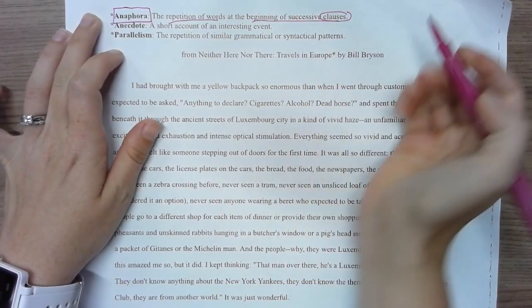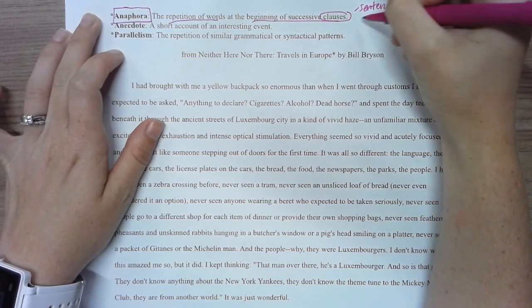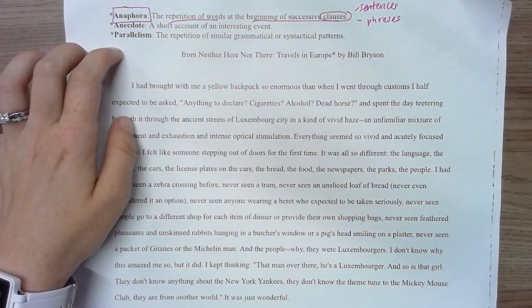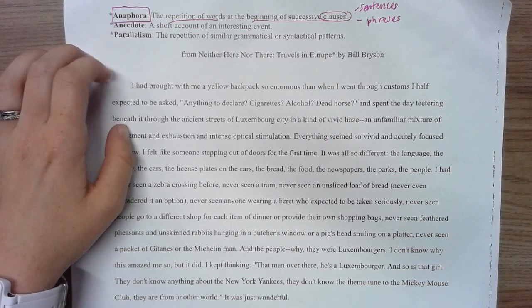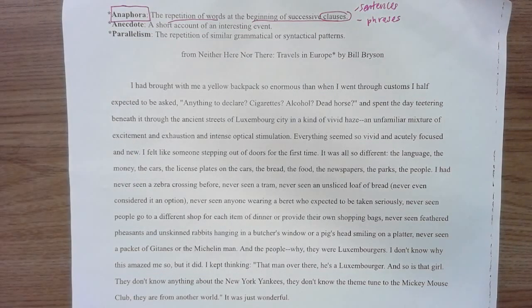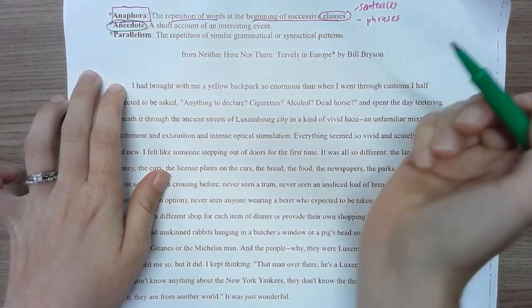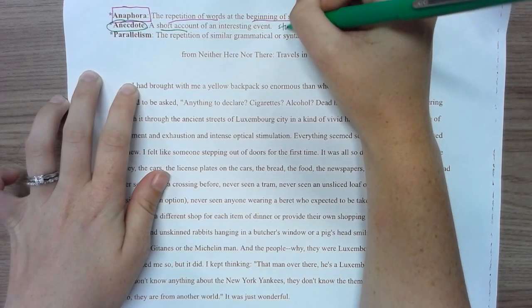Clauses can mean sentences, it can mean phrases. So if a certain phrase inside of one sentence starts with the same couple of words, it's an anaphora. The second device we're going to look for in our passage is anecdote. An anecdote is a short account of an interesting event, or you can think of it as a story.